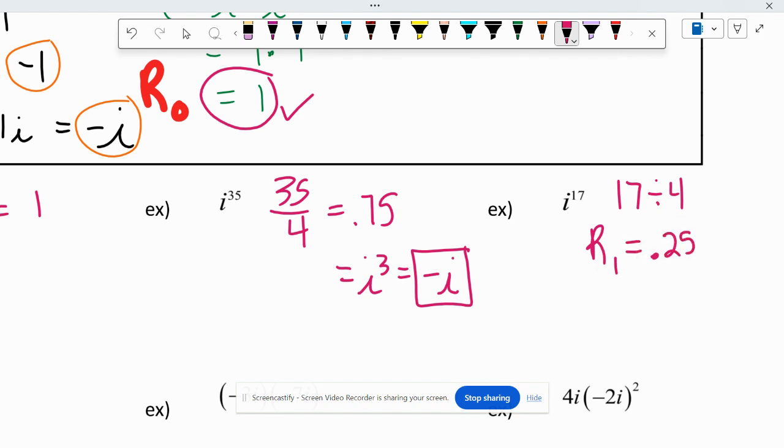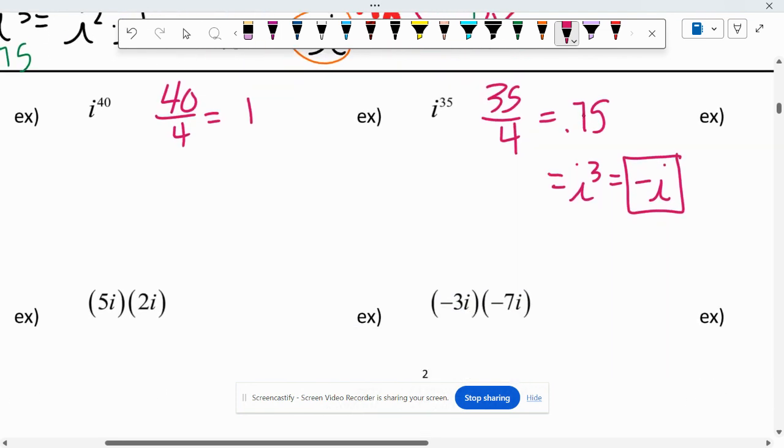Notice that the remainder is the power of i. So that's just i, i to the first power. Remainder 1 is the same thing as i to the first. Remainder 2, 0.5, is the same thing as i squared. Remainder 3, 0.75, is i cubed.